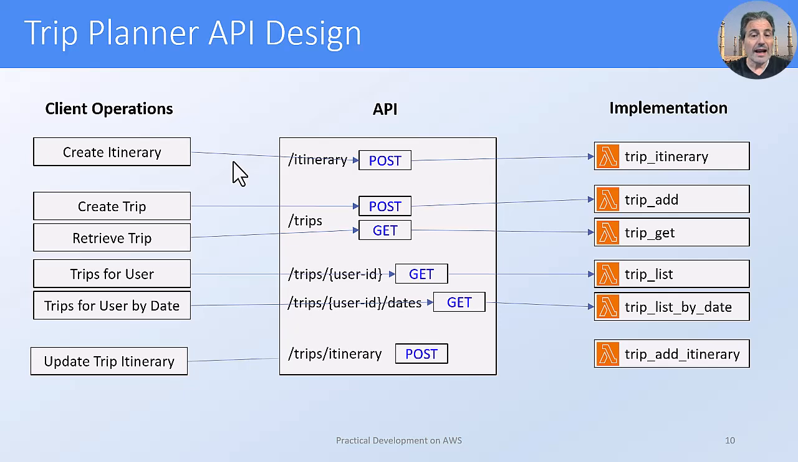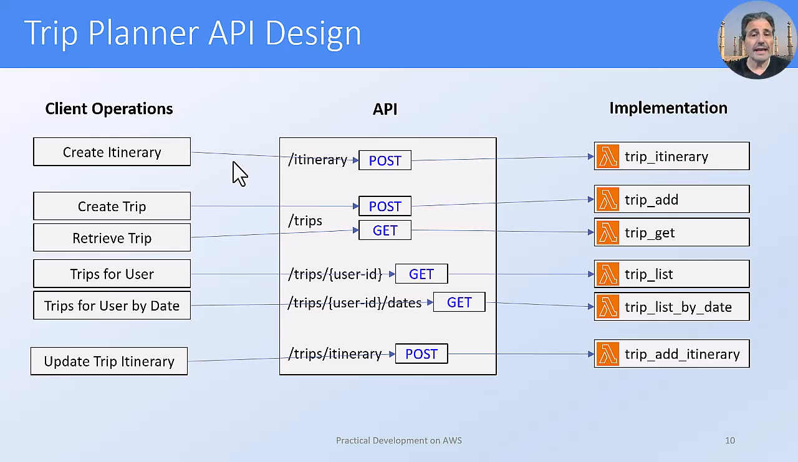And finally, I'm going to have trips with the itinerary subpath that is going to be able to post an itinerary on an existing trip. Now, it's worth noting that this is just one possible design for this API. Other people might choose to have a different structure for the resources and methods, and that's okay. As long as you're consistent, you're not doing anything wild, that's fine.